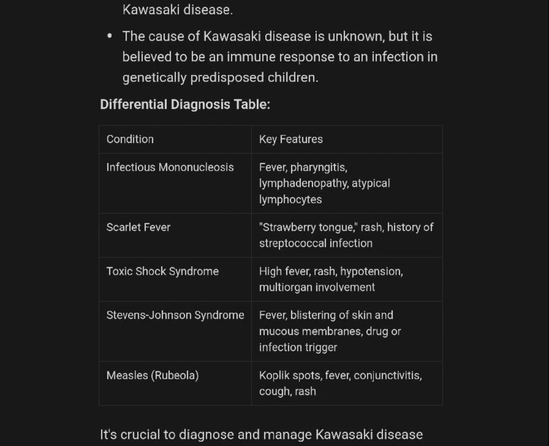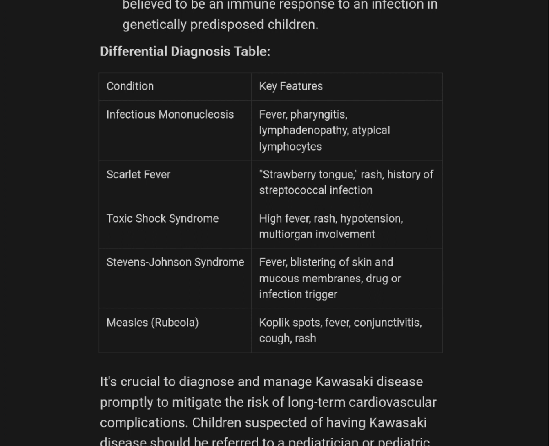Differential diagnosis table: infectious mononucleosis, fever, pericarditis, lymphadenopathy, atypical lymphocytes; scarlet fever, strawberry tongue, rash, history of streptococcal infection; toxic shock syndrome, high fever, rash, hypotension, multiple organ involvement; Stevens-Johnson syndrome, severe blistering of the skin and mucous membranes; and infectious diseases such as measles and rubella: fever, conjunctivitis, cough, and rash.